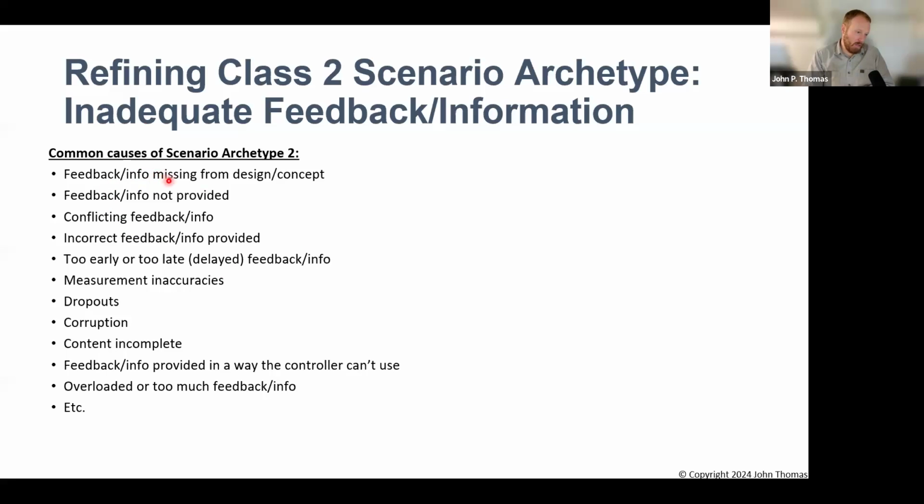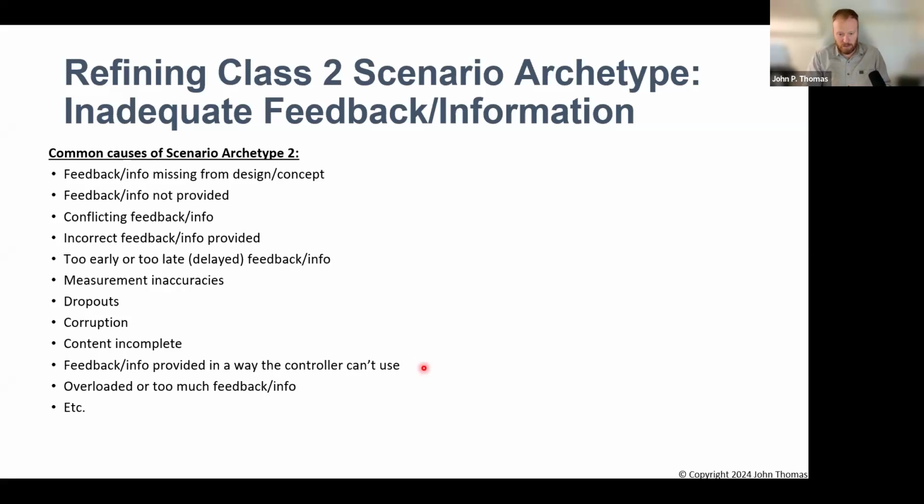How can the feedback be missing? How can the feedback be not provided? Missing is different than not provided. Missing means it's not even on your block diagram or your concept to begin with. We never thought of including the sensor for this piece of feedback. So missing is a different case than not provided. Not provided means the feedback path exists, it's right there, but it's not sending anything right now. Consider both cases: conflicting feedback, incorrect feedback, too early, too late, measurement inaccuracies, dropouts, corruption, content incomplete, feedback provided in a way the controller can't use.